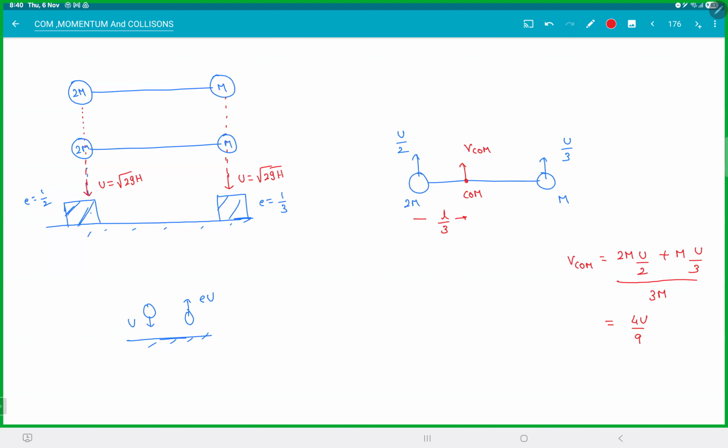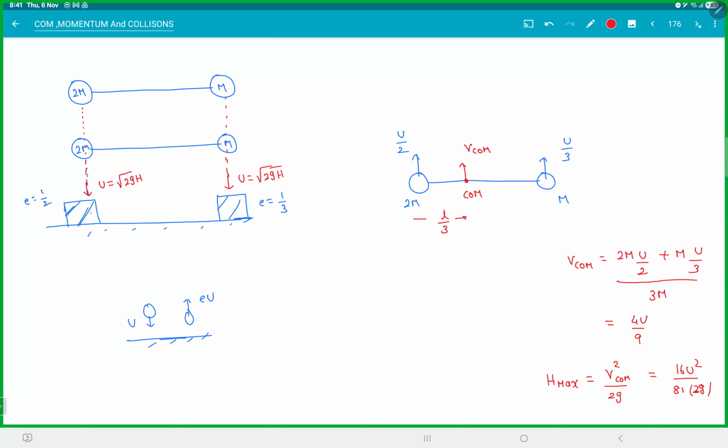So once you get that, you can find the maximum height of the center of mass from here. h max will be Vcm squared by 2g. So it will behave like its own particle. That will be 16u squared by 81 into 2g. The value of u is root 2gh, you can substitute. So that is one part of it.